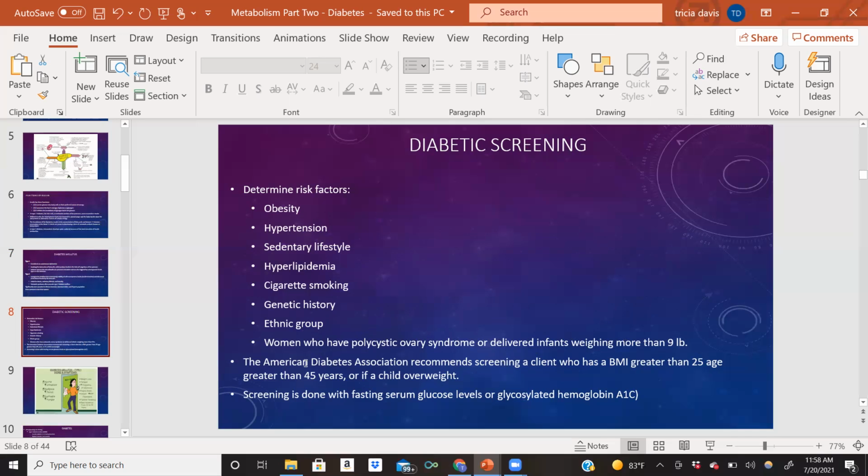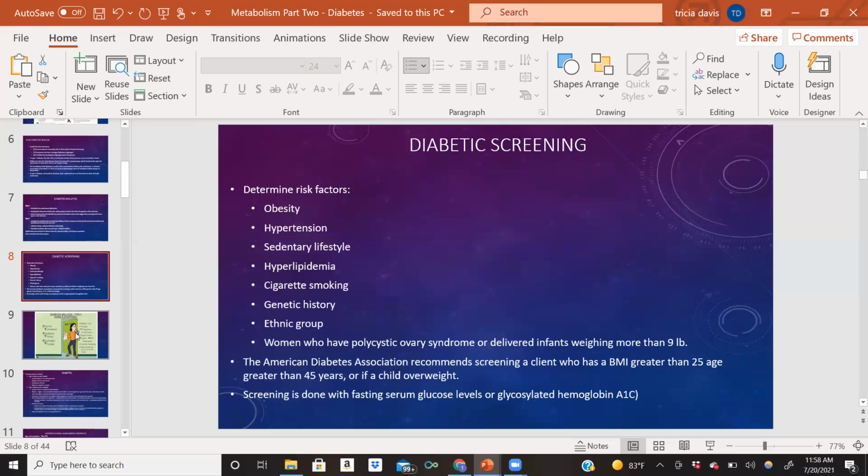The American Diabetes Association does recommend screening a client who has a BMI of greater than 25 and age greater than 45 years old, or if the child at the visit that you're screening is determined to be overweight. We would also want to do a screening with fasting glucose serum levels, and we would want to look at that A1C level that would determine how well their blood glucose was managed over that period of 2 to 3 months.